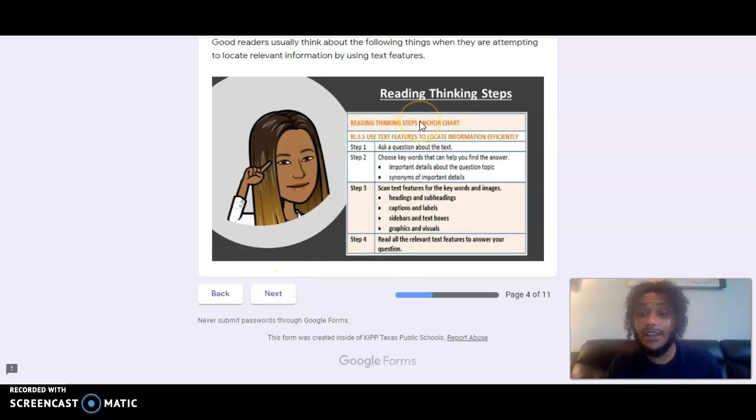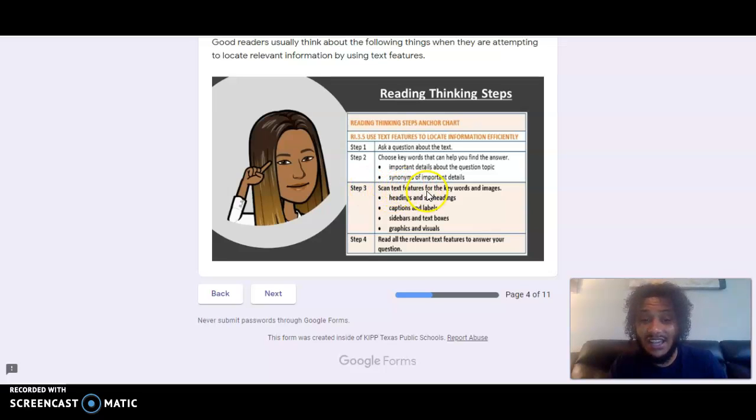So these are the reading thinking steps. Like I said, as a good reader, these are the 4 things that I should do while I'm reading so that I really am learning everything I'm supposed to learn. So step 1, ask a question about the text. I'll do that when I start reading. Step 2, choose keywords that can help you find the answer. So once I ask myself a question, then I can find keywords in the text that might help me find the answer to that question.